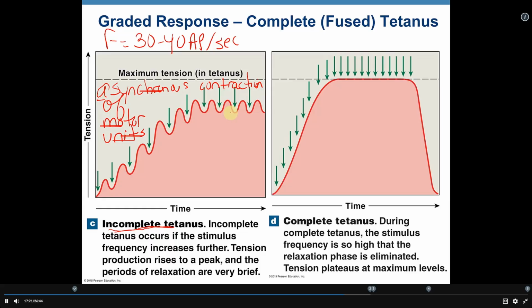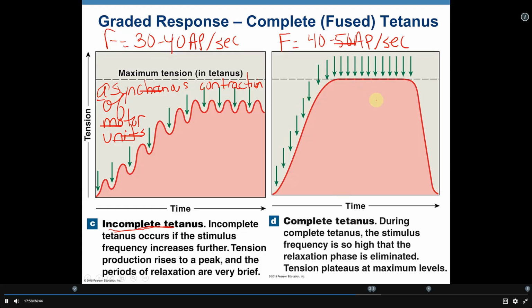Now let's look at an extreme situation where we increase the frequency of the action potential even more, to about 40 to 50 action potentials per second. If you look at the graph now, what you're seeing is the action potential arrives, the muscle starts to contract, but before it can even relax, there's another one and another one. So what happens is the force keeps building and building and building until you meet the maximum tension or force that that muscle can create. And they call this complete tetanus.